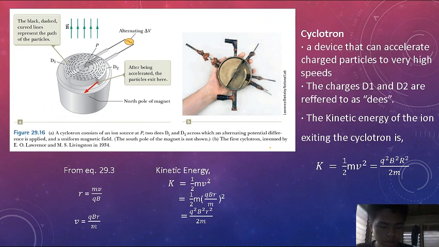So, next, we have a cyclotron, which is a device that can accelerate charged particles to very high speeds. The charges D1 and D2 are referred to as this. Both electric and magnetic forces play key roles in the operation of the cyclotron.